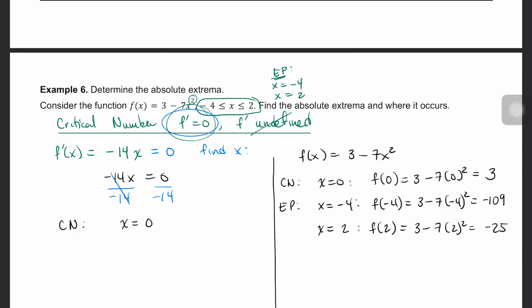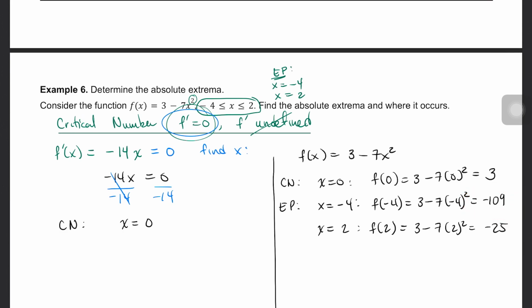Right, and that's it, right? So you actually put it in the original function. We don't even have to determine whether we have a local max or local min. We don't care about that. We only use the critical numbers and the endpoints, and just pretty much now compare, right? What is the lowest value in this function? Well, we can see it's negative 109.